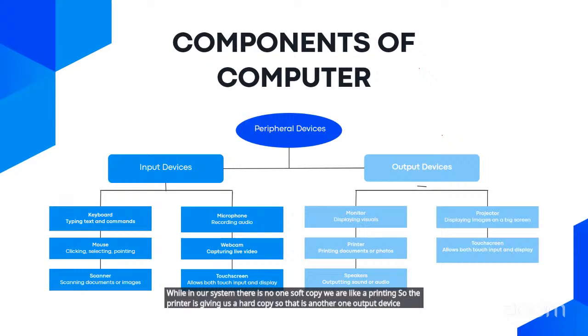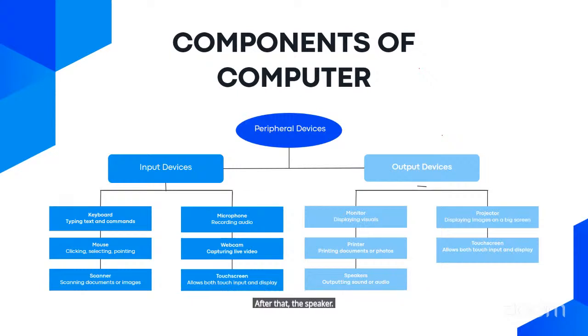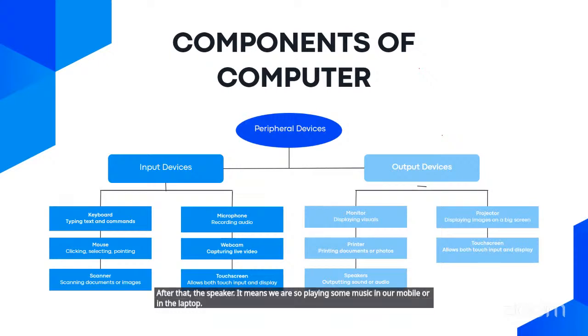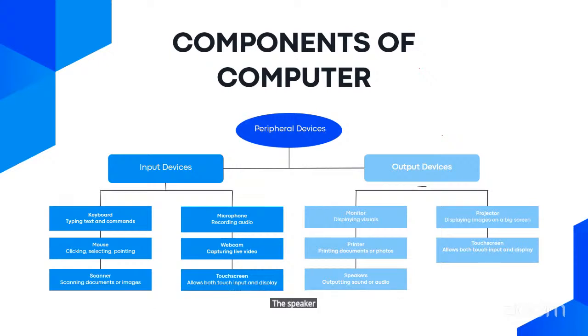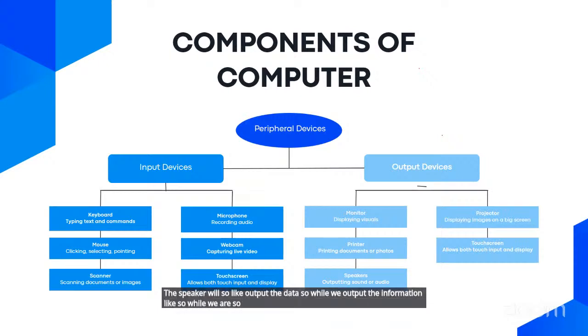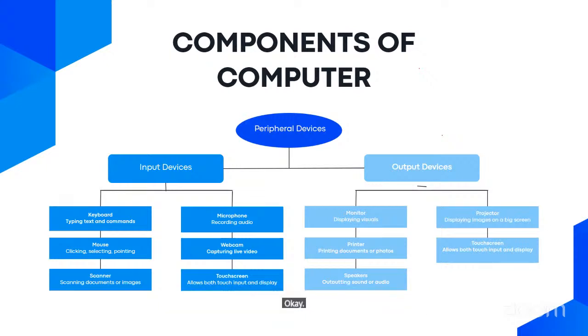After that, the speaker. It means we are playing some music on our mobile or on the laptop. The speaker will output the data. So while we are giving the input, the output device is reacting. So we are hearing the sound from this speaker. Okay. So these kinds of things are called output devices.